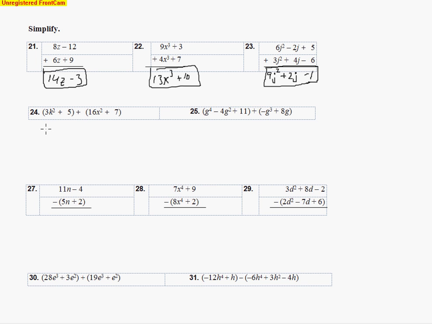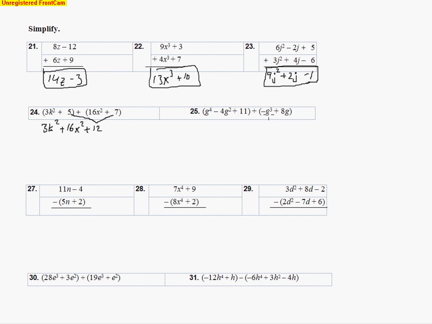And so when I go ahead and simplify it, I'm just going to go with the 3k squared first. So I'll write 3k squared, and then I'll write the plus 16x squared. And so typically when we write in standard form, we write the highest exponent first. Well, these are the same degree terms. So I'm going to start with the letter that comes first in the alphabet. Now I can combine the 5 and the 7 because they are both constants, and so that would be my answer.